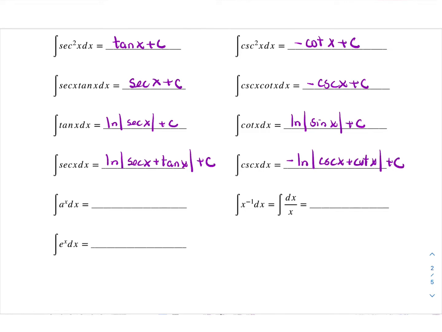Okay, for exponentials, the integral of a to the x dx is equal to 1 over the natural log of a times a to the x plus c, given that the base a is positive and not equal to 1. The integral of x to the negative 1 dx, or sometimes written as dx over x, is equal to the natural log of the absolute value of x plus c. And the integral of e to the x is just simply e to the x, because remember its derivative is the same as the original, plus the c.